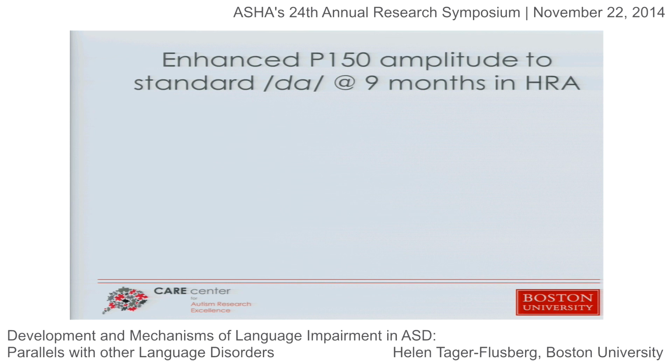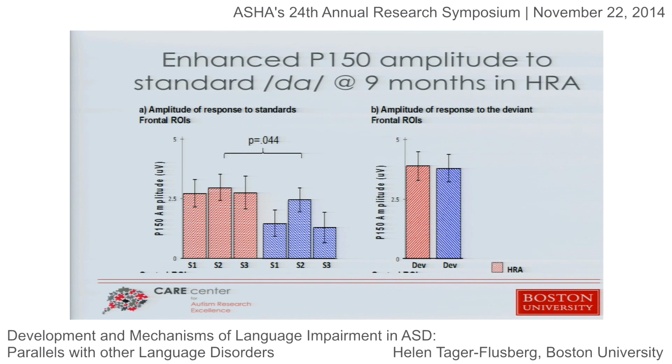And he then went back and analyzed the amplitude of the P150 to the DA, the repeated DA stimulus. We were initially interested in habituation effects, but we really didn't find it in any group. We looked at this at 9 months. What we found was, if you look here, these are the low-risk controls, and these are the high-risk, and you can see that, in general, the P150 is larger in amplitude. So we're seeing an atypical response.